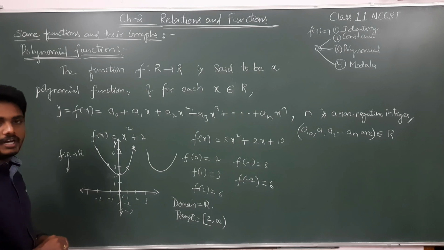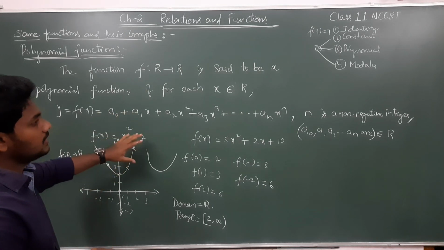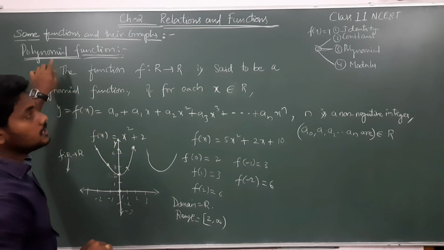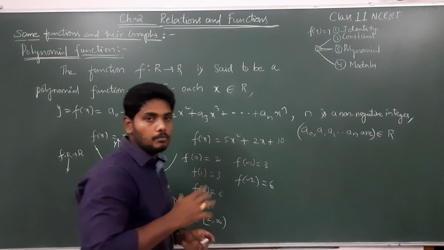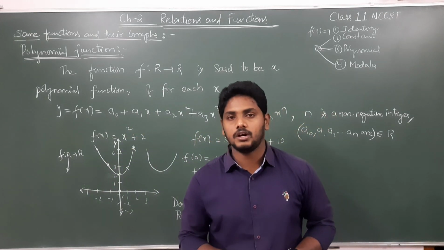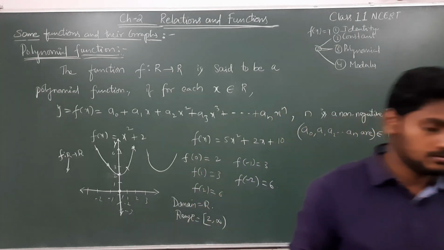Like this we need to identify. But you should not write like this for a 5 marks question. This is for the introduction of polynomial functions. Now, how will they ask the polynomial function question, and the graph and their domain and range? Let us discuss that. Pause the video and note it down.